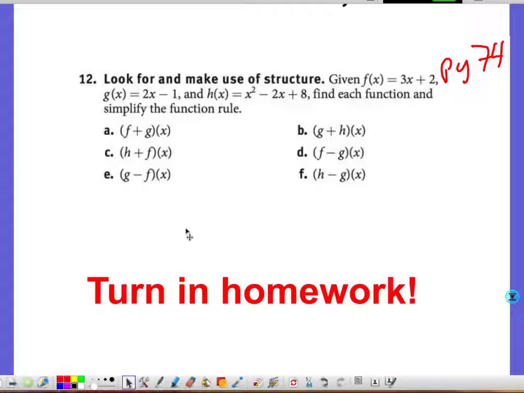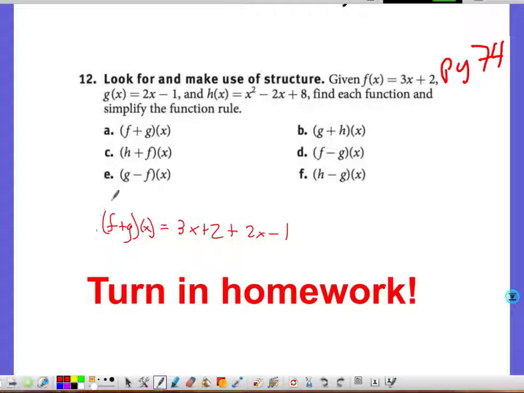Here are some examples that I wanted you guys to work out to get familiar. We did this during class. Again, remember, when you're adding functions, you don't have to put parentheses. Here's the first one. f plus g of x basically means to add 3x plus 2 and then plus 2x minus 1. You could put parentheses, but it's not really that necessary.